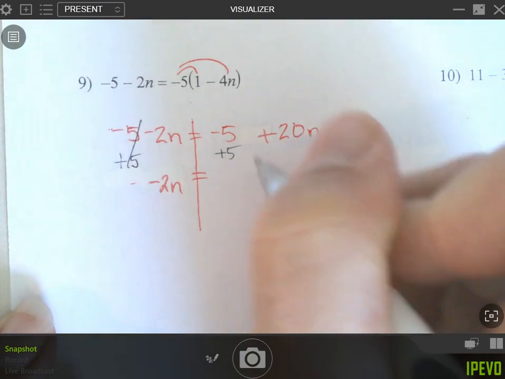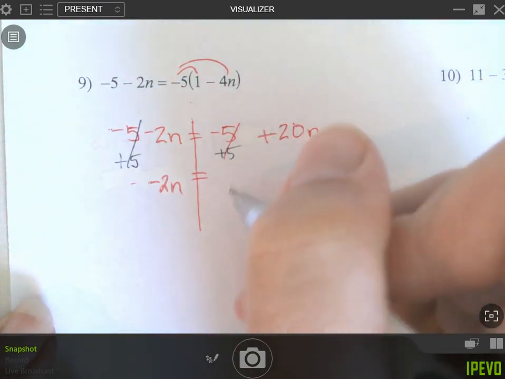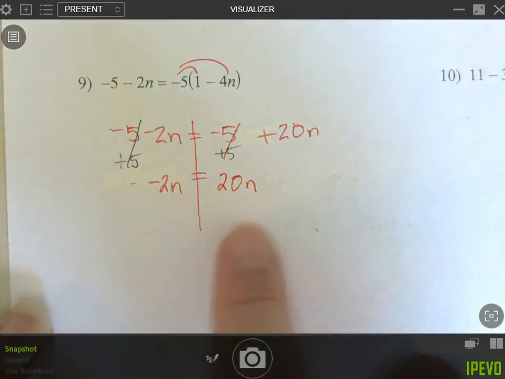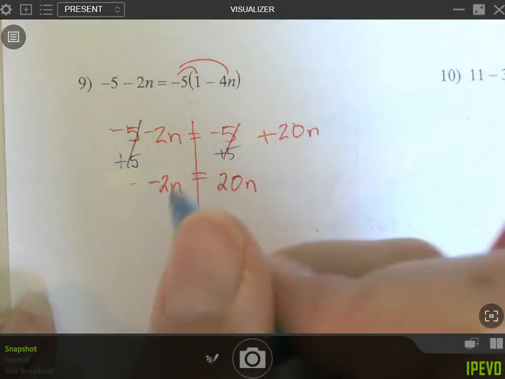So negative 2n equals, that ended up canceling, 20n. And I feel like this is where a lot of people get stuck. Is it no solution? No, it's not no solution because the n didn't cancel out. So how do I move this over? I would add 2n.